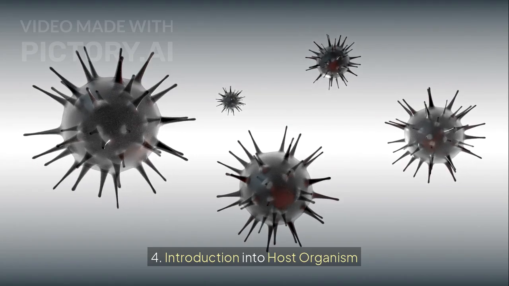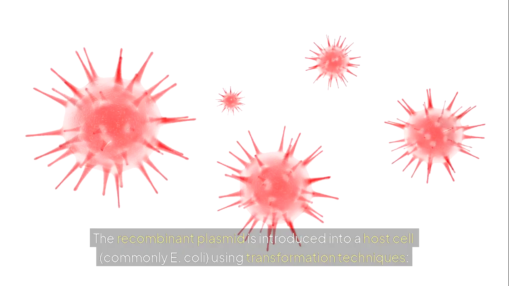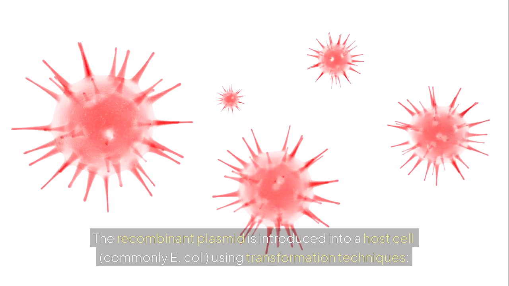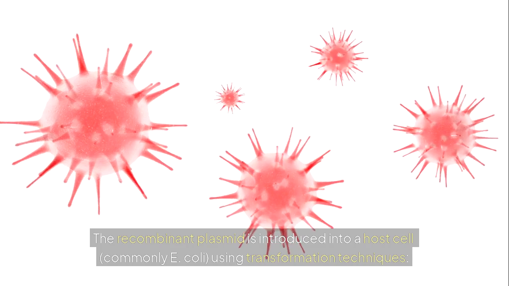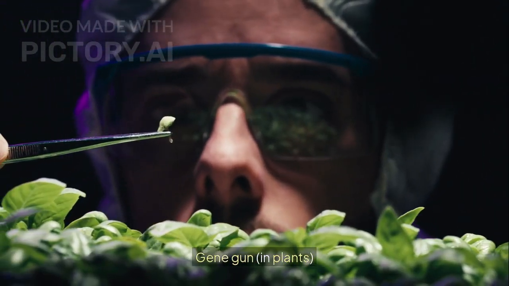4. Introduction into host organism. The recombinant plasmid is introduced into a host cell, commonly E. coli, using transformation techniques: heat shock, electroporation, microinjection, gene gun in plants.